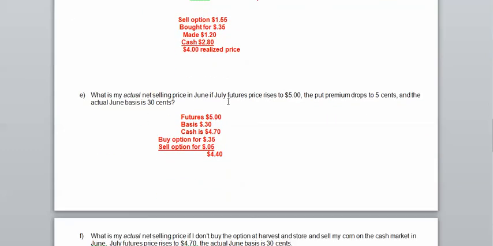What's my actual net selling price if the futures price rises to $5 and the put premium drops to 5 cents? And June basis is 30 cents. Okay, futures is $5, basis is 30 cents, cash is $4.70. We originally bought the option for 35 cents, so we subtract that off of the $4.70. We do get to sell it for 5 cents, so we add 5 cents back. We end up with $4.40 for a realized price.